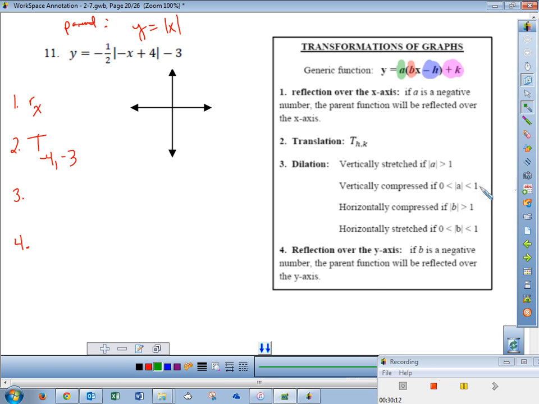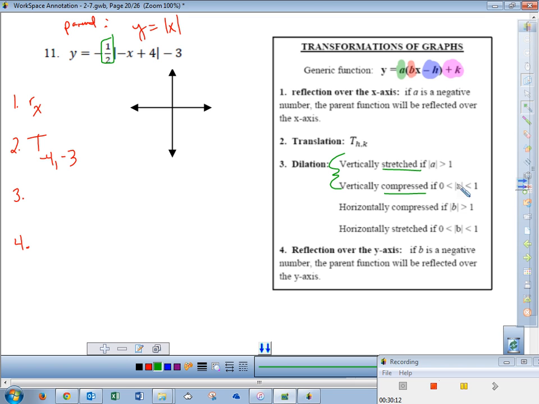Was there vertical dilation? Yes or no? Vertical is about A, correct, which is green. And then he's the A value, like that. So, since he's not 1, there was some vertical dilation. Did he get vertically stretched or vertically compressed? Remember, you don't think about the fact that that's a negative 1/2. You only realize that he's a 1/2.